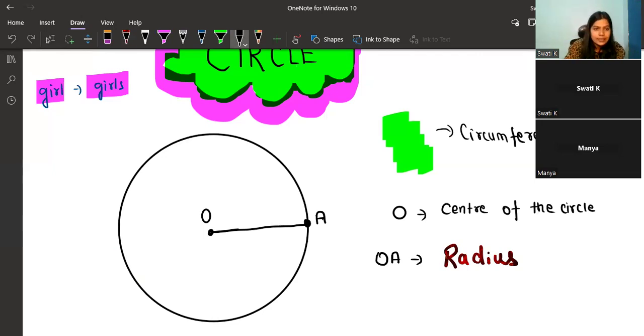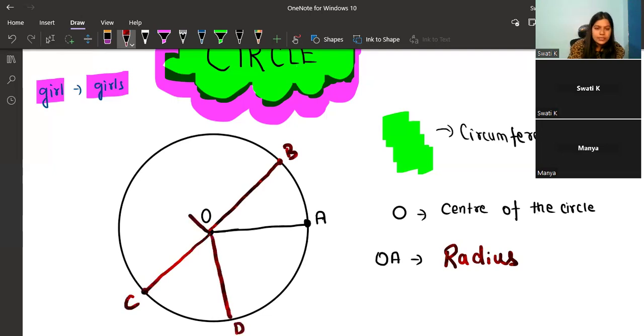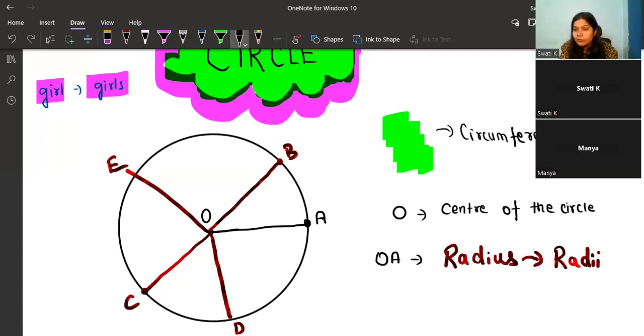So if I talk about this radius, we have this also as a radius, OB, this also OC, this OD, and this OE. So we are talking about multiple radii. Do you know what the plural of radius is? It is called radii. Clear, Manya? You can write down this information in your notebook also. If you're talking about more than one radius, don't use the word radius, and the plural of radius is not radiuses. It is called radii.